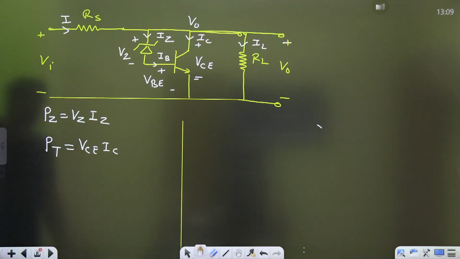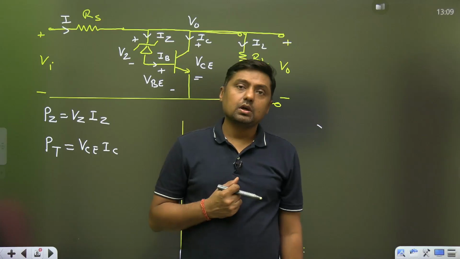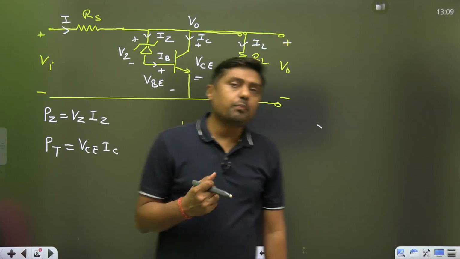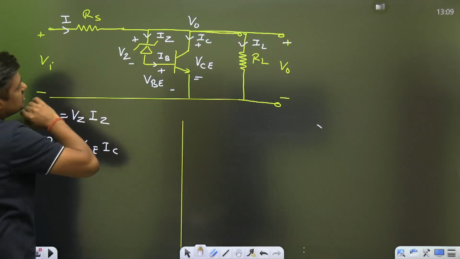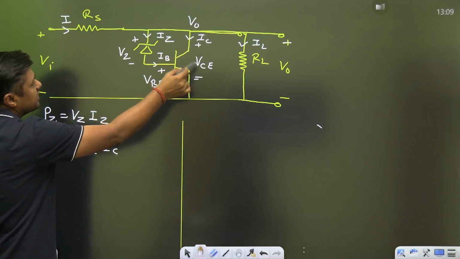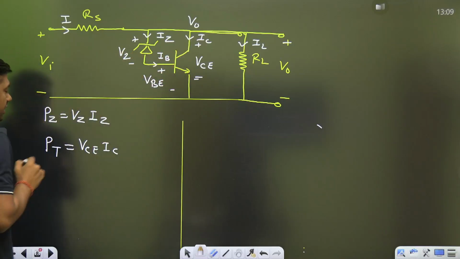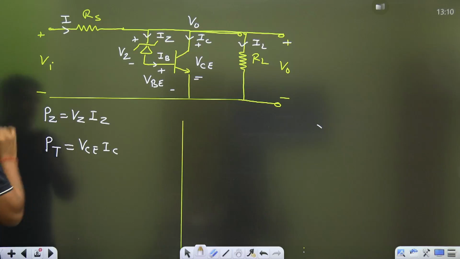VCE into IC. Now, normally we have to find the maximum power dissipation. We get the maximum power dissipation when IZ is maximum, because VZ is fixed, and when IC is maximum, because VCE is fixed. VCE is nothing but VZ plus VB. So we have to find the IZ maximum and IC maximum.